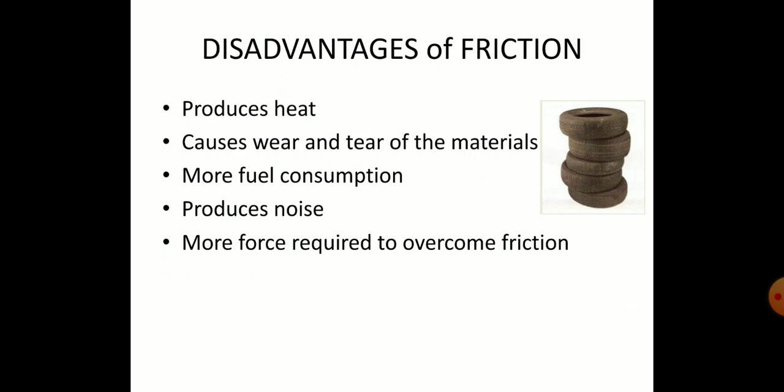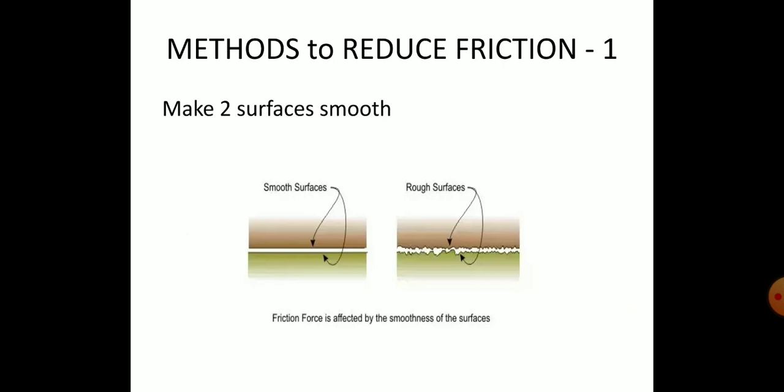So what are the disadvantages of the friction? It will produce heat, it will produce noise, it will cause wear and tear of the materials, and then more fuel is consumed and more force is required to overcome the friction. How are we going to reduce the friction? First one, you make the surface smooth. Okay, you make the surface smooth. It will reduce the friction.